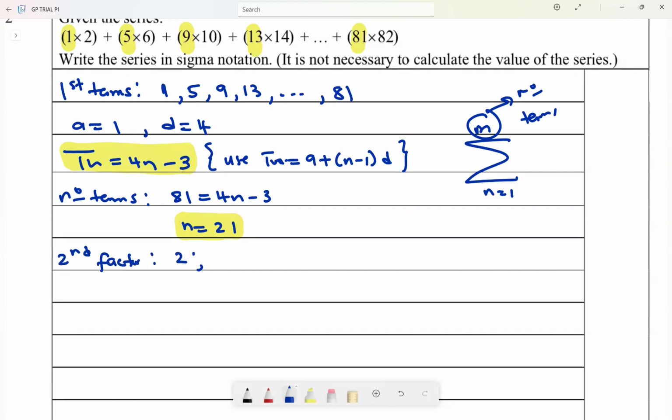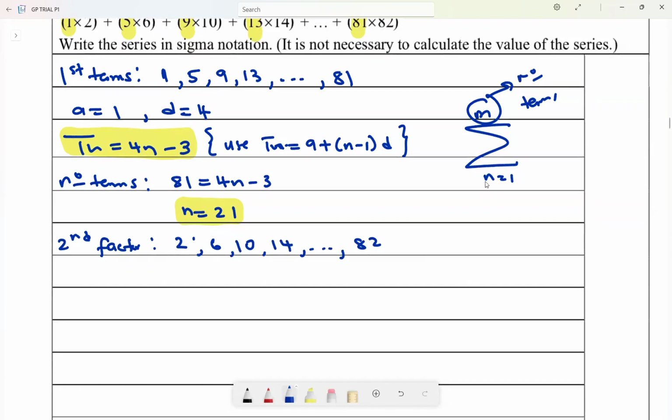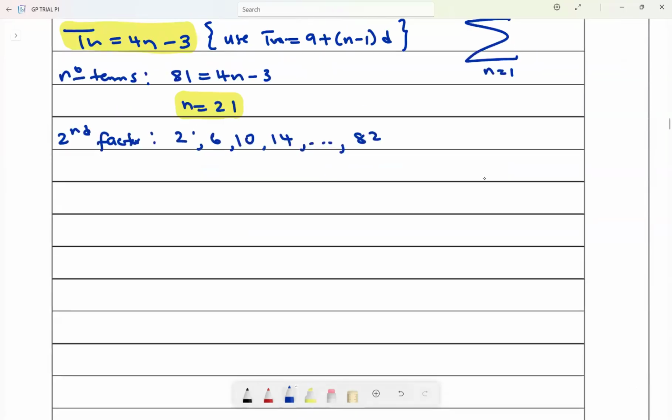I have 2, 6, 10, 14, all the way to how much? To 82. And then I'll say, okay, let me see here. It forms me what? 6 minus 2, it is 4. 10 minus 6, it is 4. Okay, it's 4. So A, which is my first term here, it is 2. And then I have the difference, which is 4.